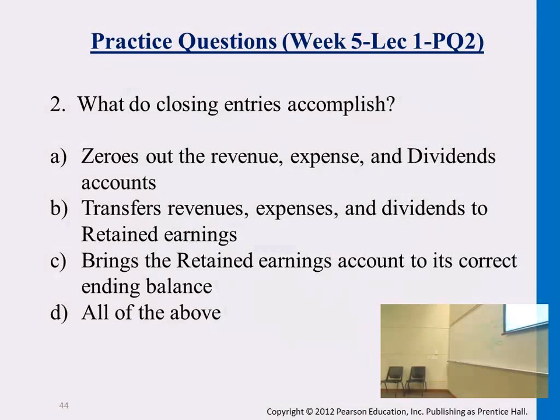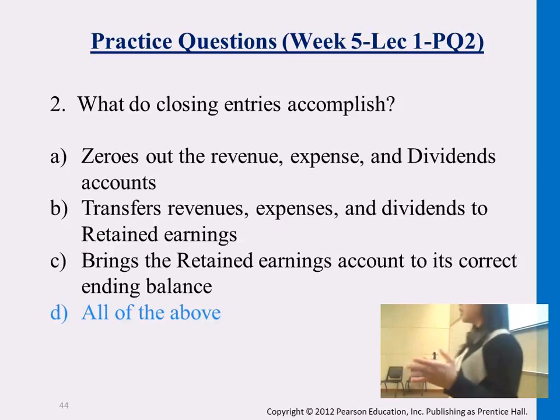Okay, last one here. What do closing entries accomplish? It accomplishes A, but it also accomplishes B, and it also accomplishes C. So it would be all of the above. The process of zeroing out these temporary accounts, we transfer them to retained earnings for the purpose of bringing up the retained earnings balance. Retained earnings, remember, is an accumulated earnings account, just by its name. It keeps all the earnings. By doing this closing entry process, we'll be transferring amounts to retained earnings.